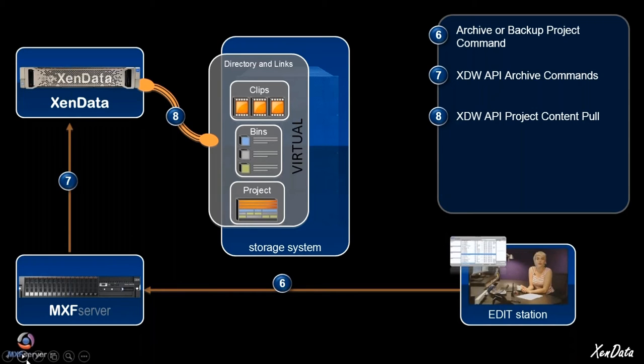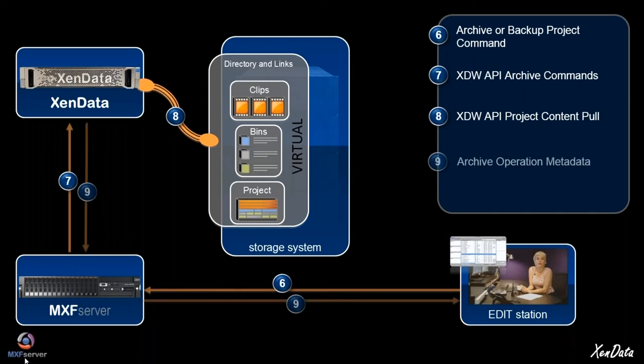As that operation is in progress, the XenData server is going to be sending, essentially, by the API communication, you're going to be getting status commands. Those statuses are going to be used to update the database in the MXFserver, and that information becomes available to the user. So now there is a certainty of what is happening with the archive.